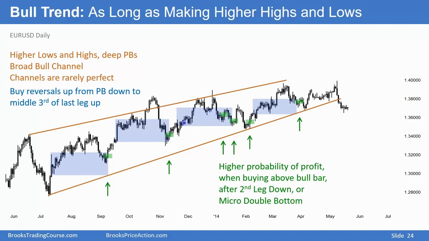In the middle third, traders will buy a reversal up. Micro double bottom, they'll buy a reversal up. Wedge bull flag, 1, 2, 3, they'll buy a reversal up. We're still in the middle third, they'll buy a reversal up.